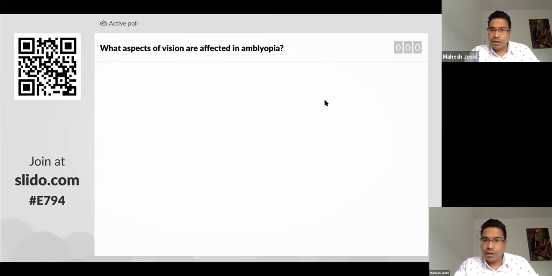So another question, I hope this works better. Do we know what aspects of vision are affected in amblyopia? We commonly know that visual acuity is reduced, but apart from that, what other visual functions are affected in amblyopia? So if you go to slido.com again and try to use the hashtag and see if it works this time.